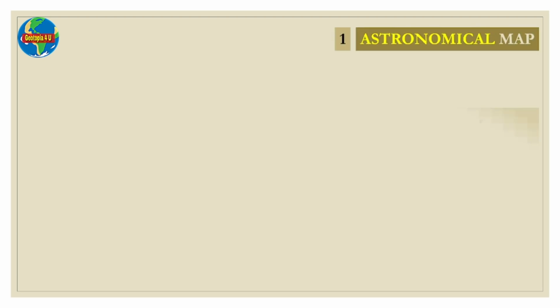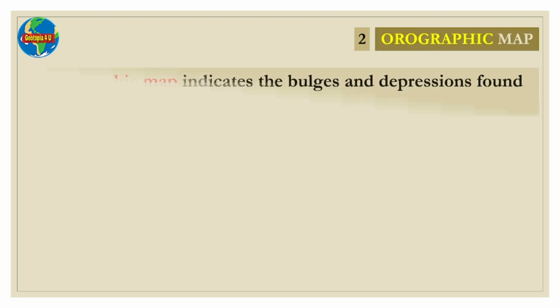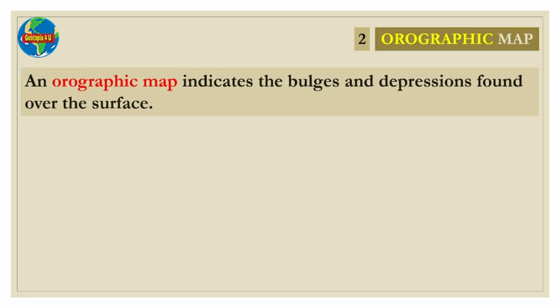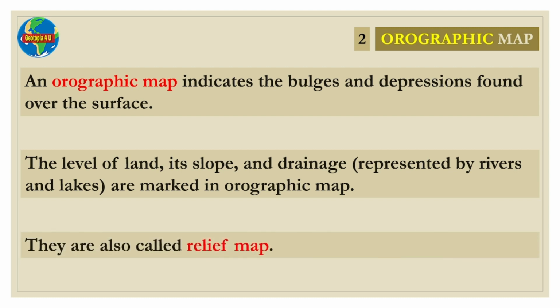Number 1. Astronomical map. A map showing heavenly features is called an astronomical map. Number 2. Orographic map. An orographic map indicates the bulges and depressions found over the surface. The level of land, its slope, and drainage represented by rivers and lakes are marked in an orographic map. They are also called relief maps.